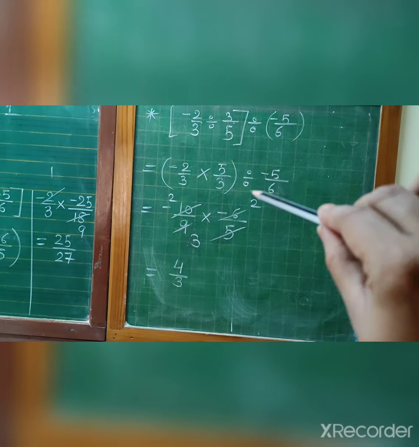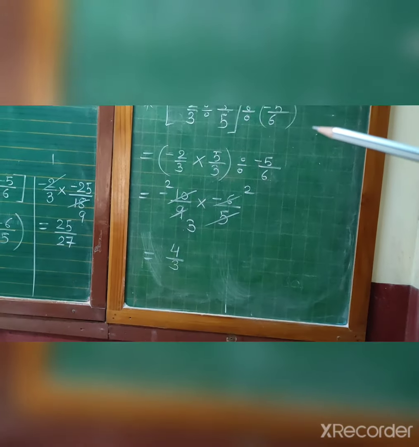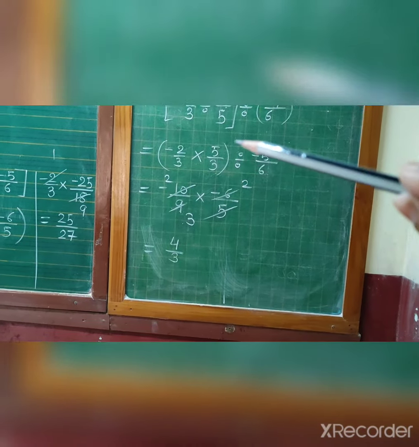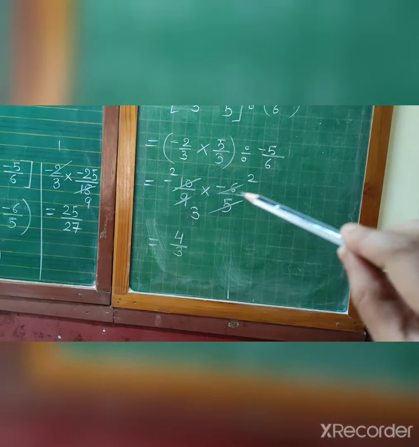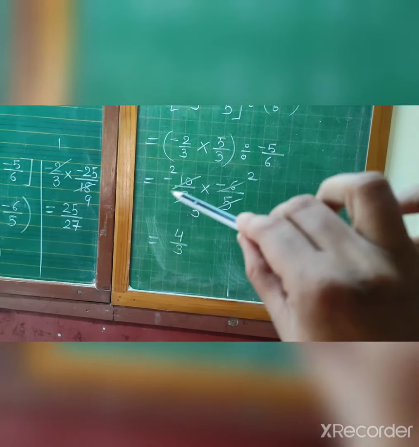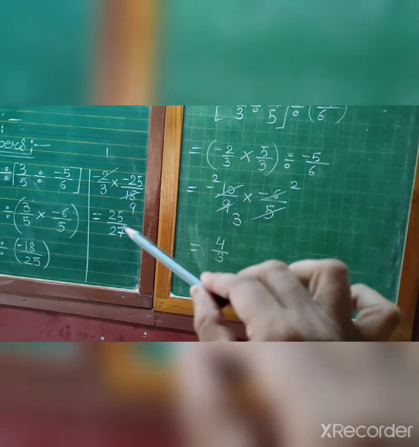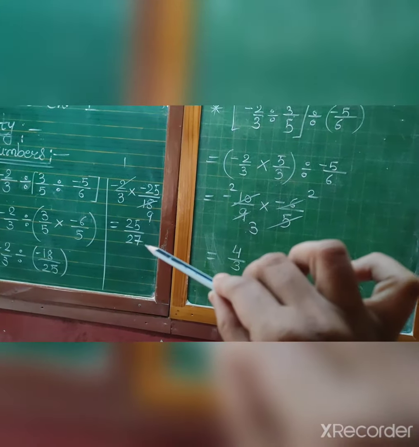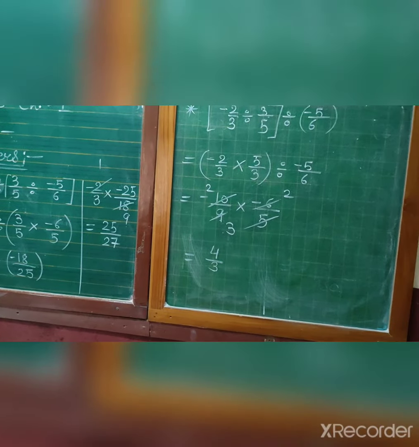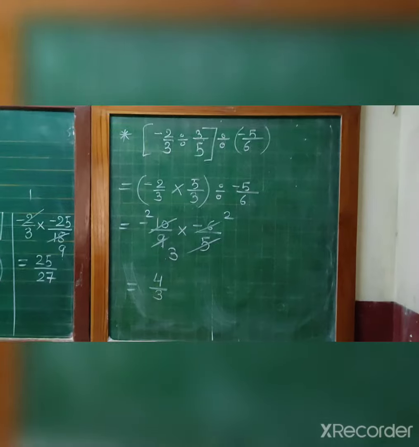This sign you will change into multiplication. So the reciprocal of minus 6 upon 5 is minus 5 upon 6. So 3 2s are 6, 3 3s are 9. 5 1s are 5, 5 2s are 10. Minus minus plus, 2 2s are 4 upon 3. You can see in both the conditions, both the values are not equal. So division is not associative for rational numbers.